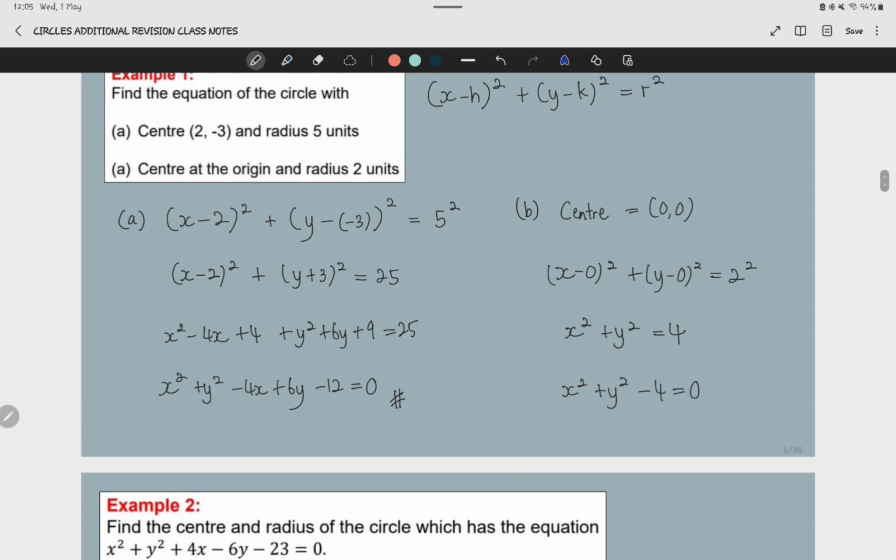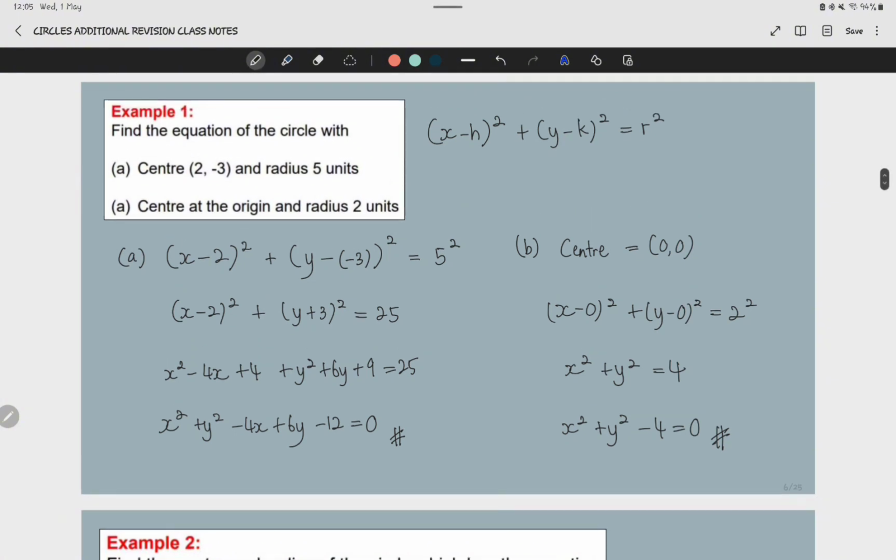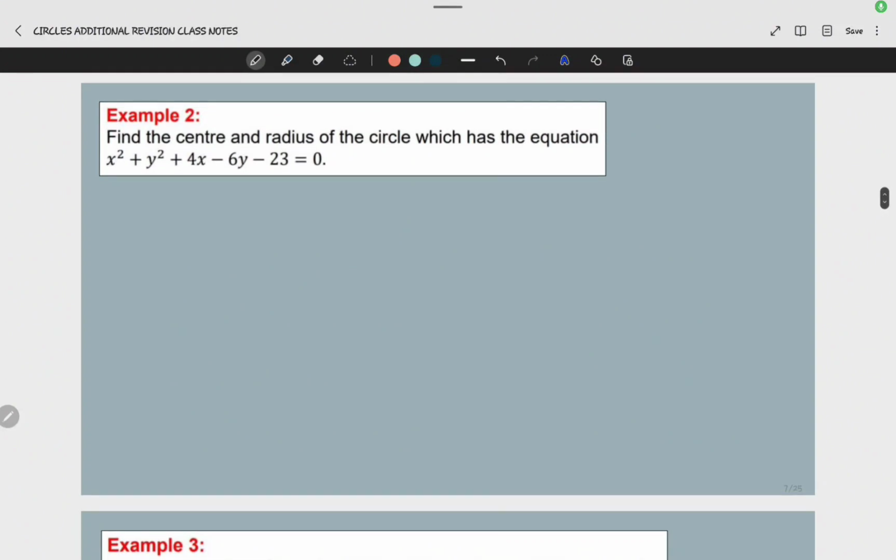This is your answer. So remember, when the question requires you to form an equation of a circle, just remember that you have to know the center and you must know the radius. Sometimes they don't give it to you directly, so you have to modify the information that you have from the question, and then you find out what is the center and what is the radius. Okay, so this is example 1. Moving on to example number 2.